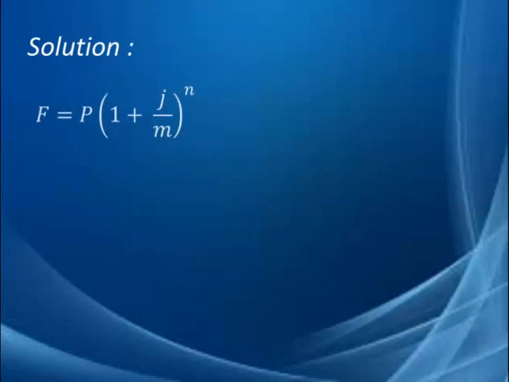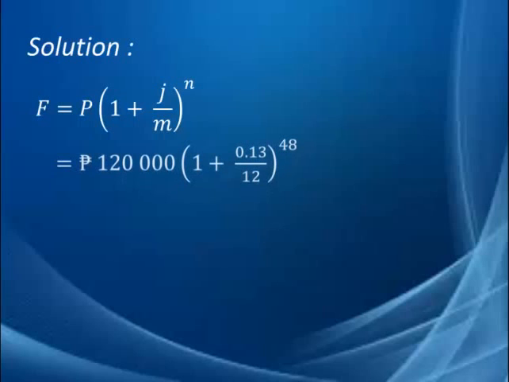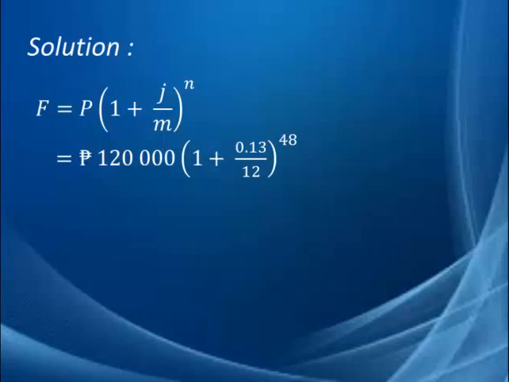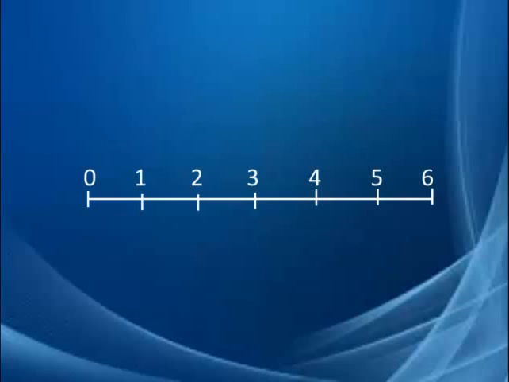Let's have the solution. Let us compute for the final amount. F equals P times the quantity of 1 plus J over M raised to N. And that is 120,000 pesos times the quantity of 1 plus 0.13 over 12 raised to 48. So the final amount is 201,279 pesos and 65 centavos.